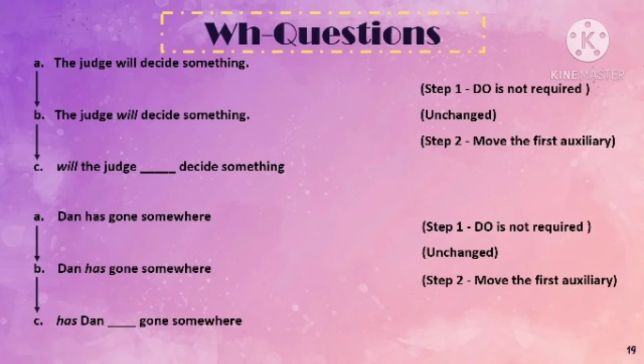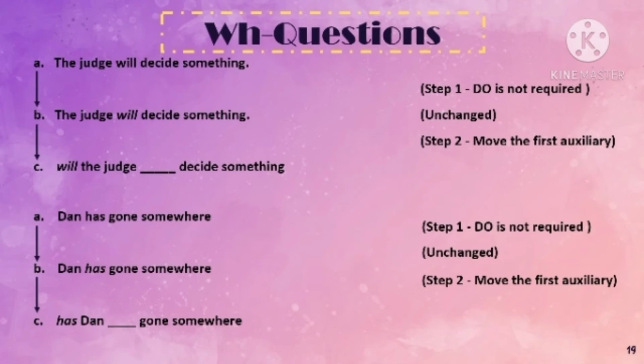The first declarative sentence that we have is the sentence, "The judge will decide something." The first step that we need to do is to assess or to determine if the word do is required or not. In our first sentence, in this case, the word do is not required. The main reason is that we have an auxiliary, which is the word will.